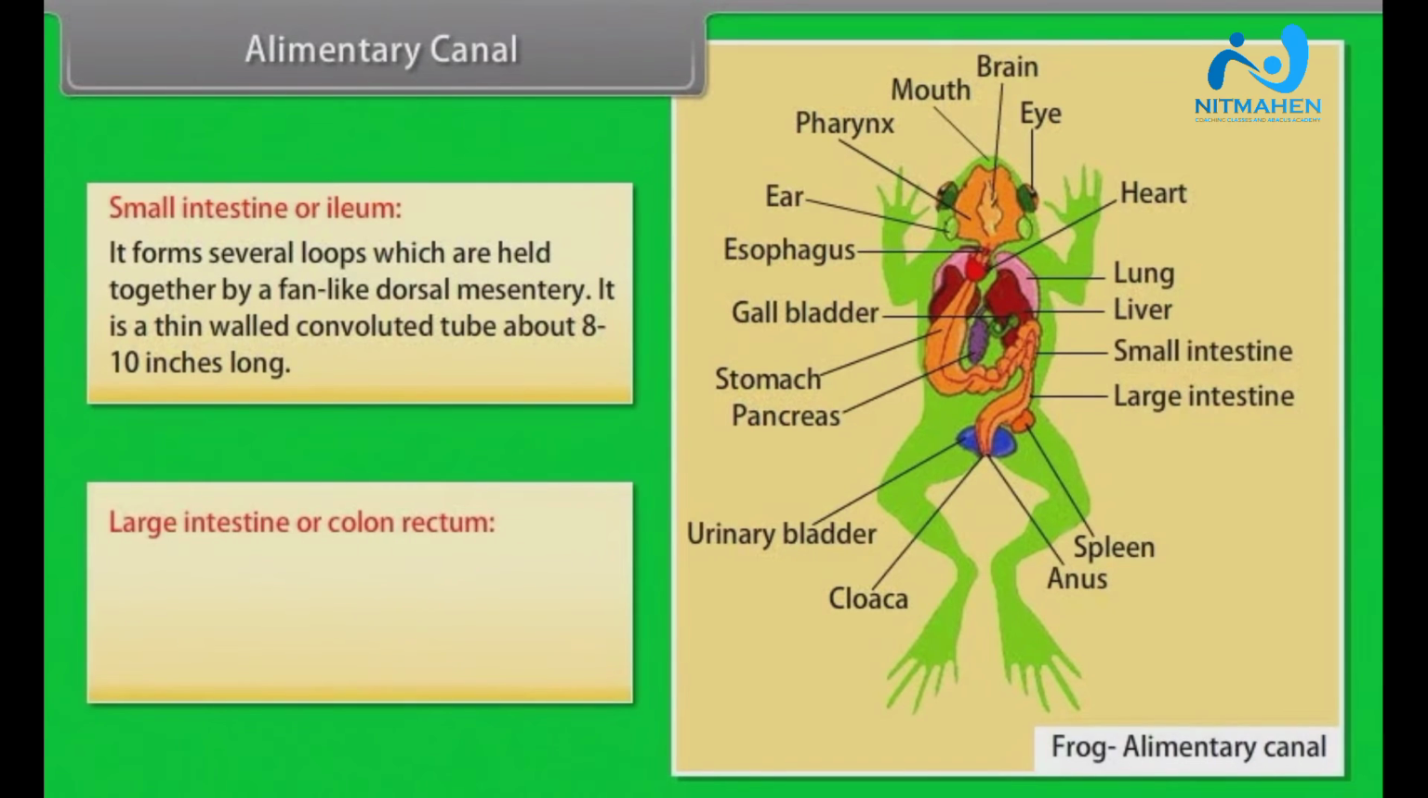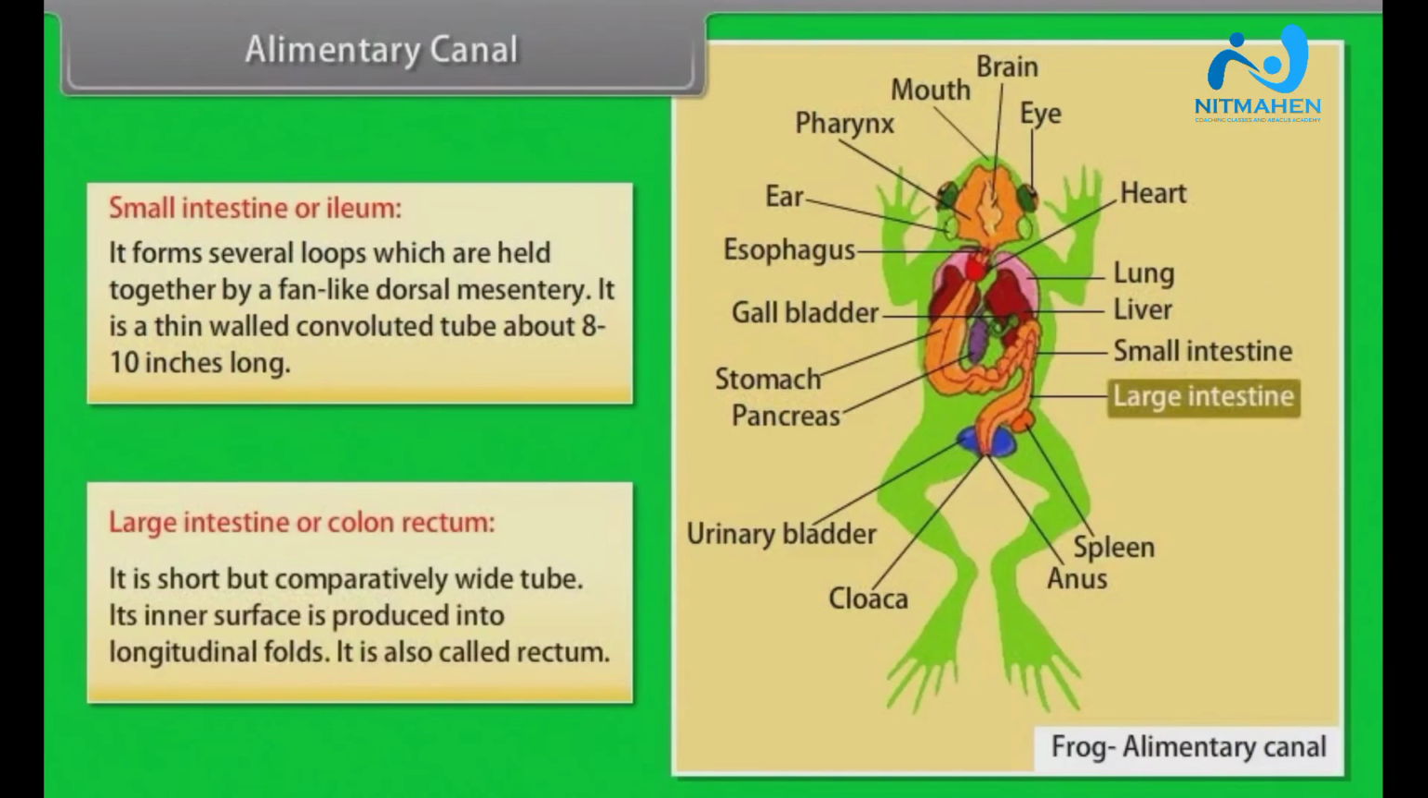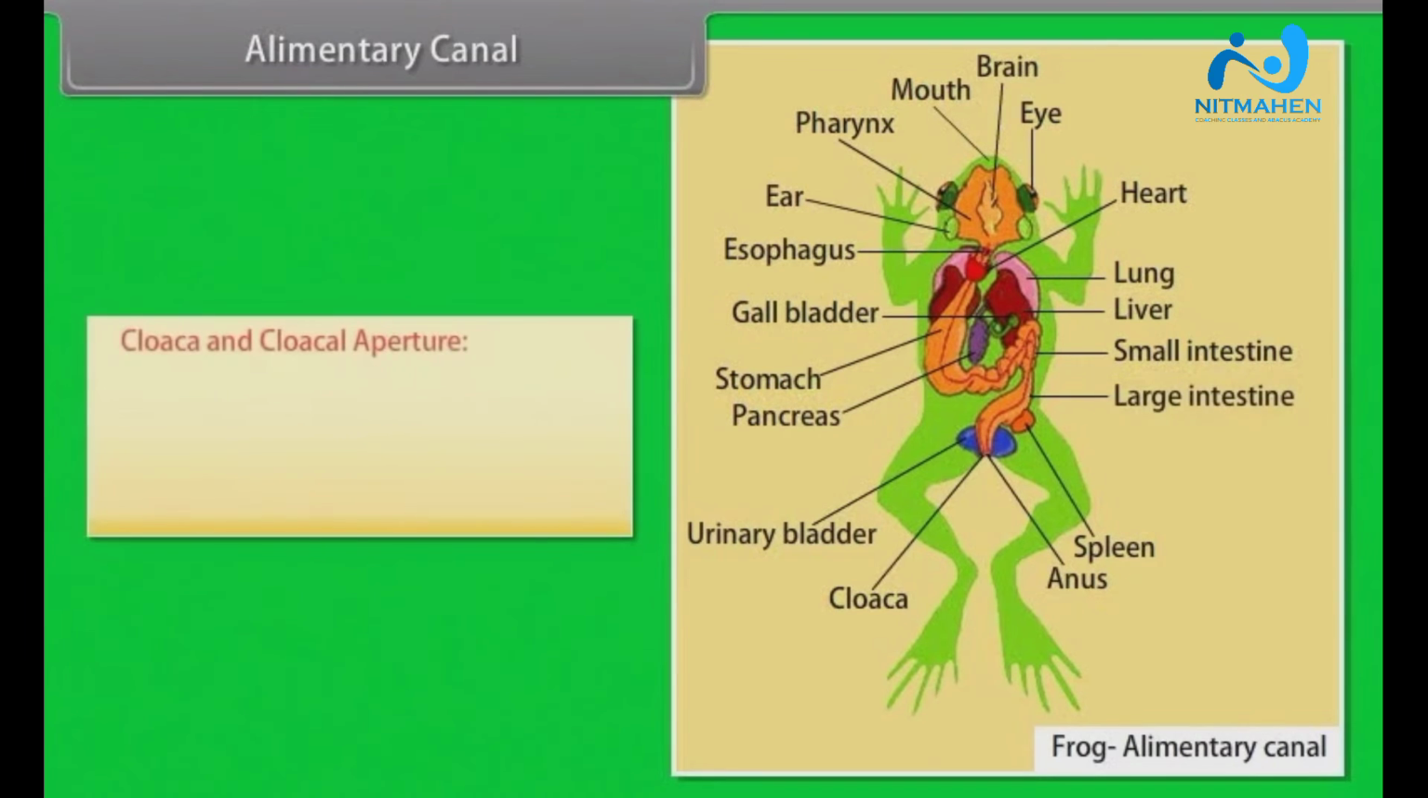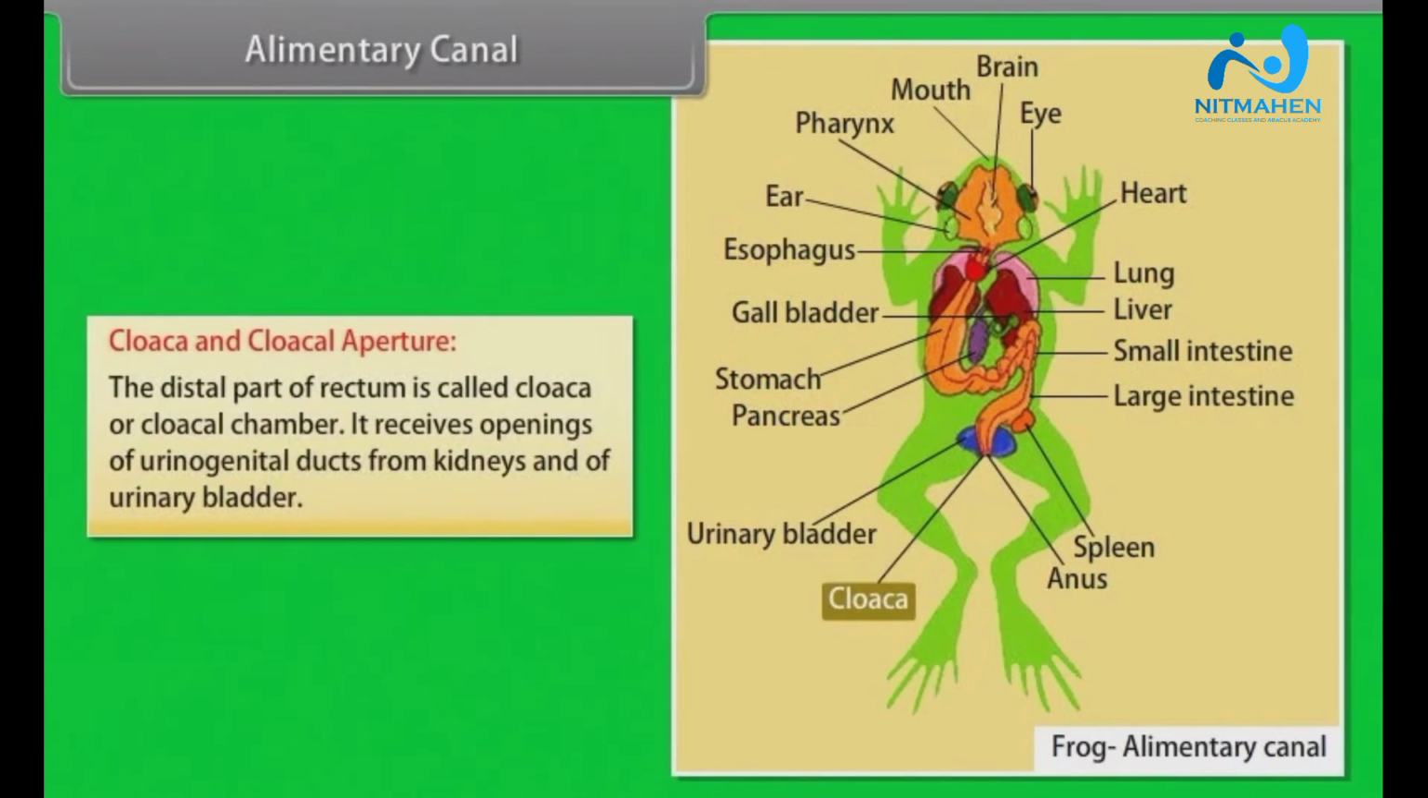Large intestine or colon rectum. It is short but comparatively wide tubes. Its inner surface is produced into longitudinal folds. It is also called rectum. Cloaca and cloacal aperture. The distal part of rectum is called cloaca or cloacal chamber. It receives openings of urinogenital ducts from kidneys and of urinary bladder.